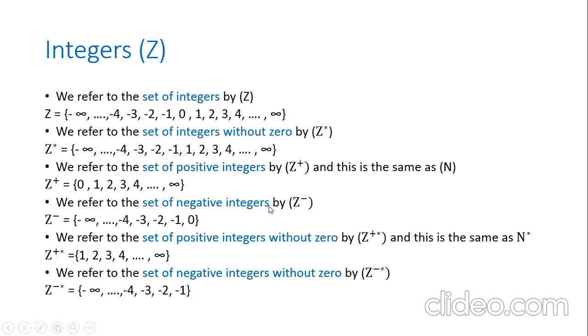Similarly, the set of negative integers is represented by Z minus, starting from -infinity and moving to -3, -2, -1, and ending with 0. We refer to the set of positive integers without 0 by using a small star next to the plus. So it is Z plus star, and this is the same as N star. And we refer to the set of negative integers without 0 by Z minus star, and it starts from -infinity and it ends with -1. Notice that we have excluded the 0.